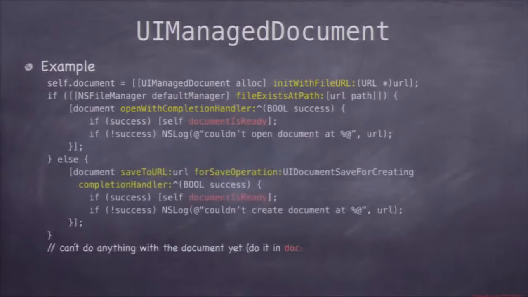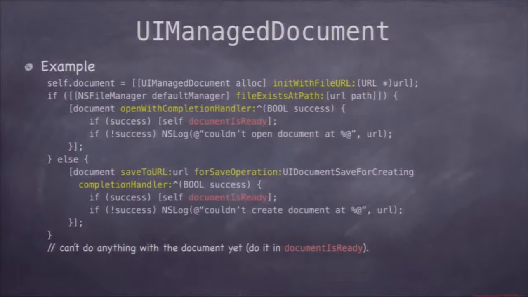All right, so let's talk about how this might look to see if the file exists, and if it does, open it, and if it doesn't, create it. It looks something like this. And inside that completion handler, if you successfully opened or successfully created it, you're going to call some method of yours. I've called it documentIsReady. You can call that method anything you want. That says, okay, the document's ready to go. Now you can go use it.